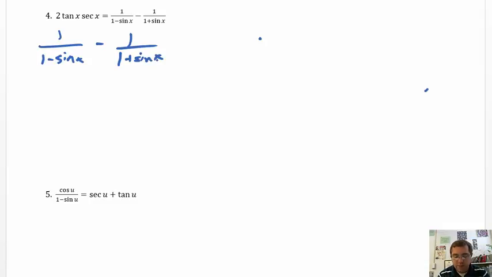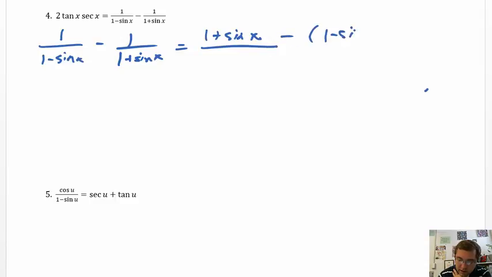Well, what can I do with that? Look at the first tip that I gave you. If you have fractions, get a common denominator and then combine the fractions together. So I have fractions. Let's get a common denominator. What's the common denominator between 1 minus sine of x and 1 plus sine of x? Well, it's 1 minus sine of x times 1 plus sine of x. So that means I multiply the first fraction by 1 plus sine of x, and I multiply the second fraction by 1 minus sine of x.